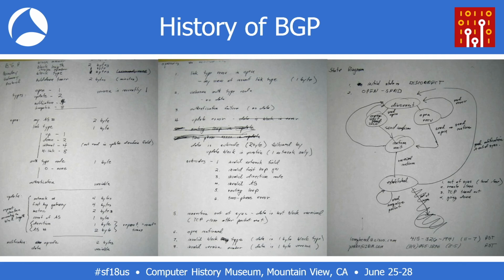The history of BGP. BGP was a protocol that was designed at an IETF meeting, I think, on a napkin. Here in this building, they have a scan of the napkins. It's hard to read in the background, sorry, but you can see the different kinds of messages they defined on the napkin. And these messages are also still valid today.